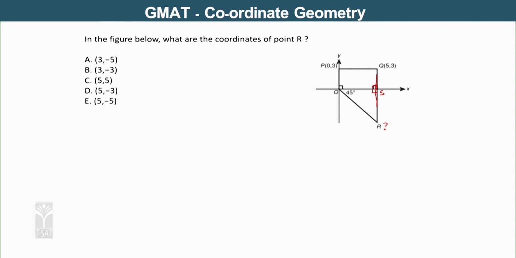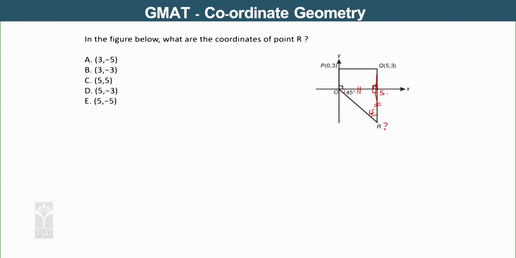Angles made at a straight line add up to 180. So, they are saying that this angle is 45. When this angle is 45, this angle will also be 45, because it has to add up to 90 degrees. It is a 45, 45, 90 right angle triangle. So, when two angles are equal, the sides opposite them are also equal. So, this side will be equal to this side.